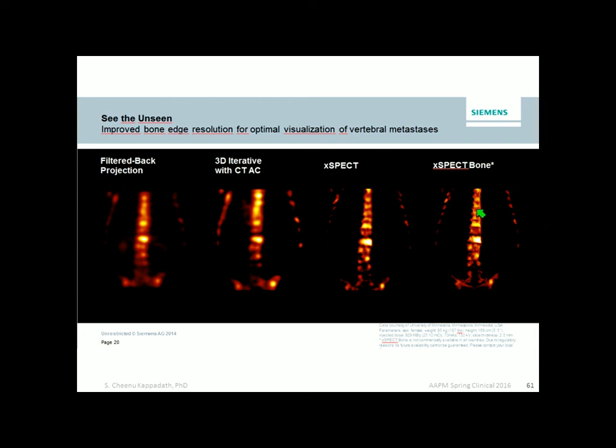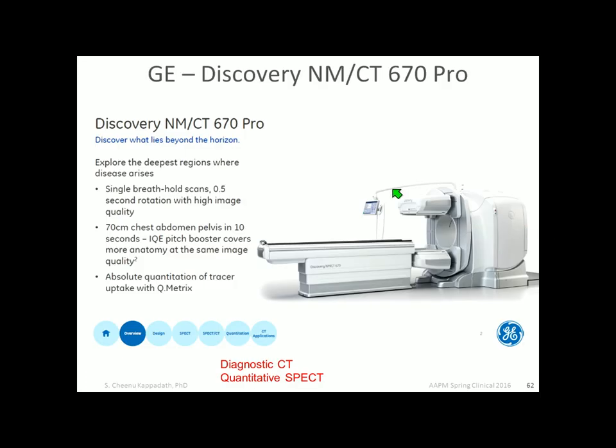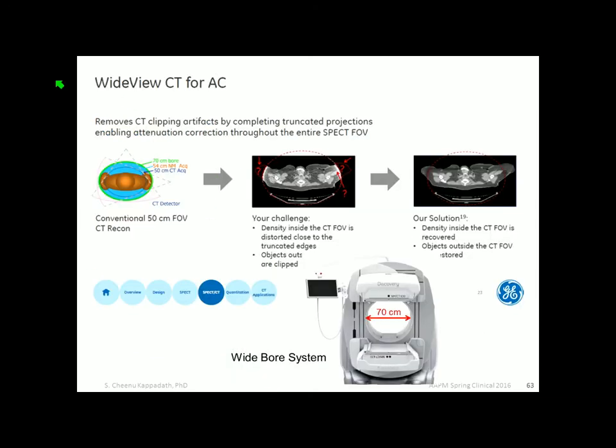So there clearly is a lot better visualization, and the sharpness is increased dramatically. So that's one thing. A couple of things about GE here. They actually now have their SPECT CT called the 670 Pro, where they have a diagnostic CT scanner mated with their SPECT system. And they are also able to generate quantitative SPECT images, okay? One of the features in their system is that traditionally SPECT field of view is larger than the CT. CT is traditionally 50 centimeters. Well, SPECT could be 54, 60 centimeters.